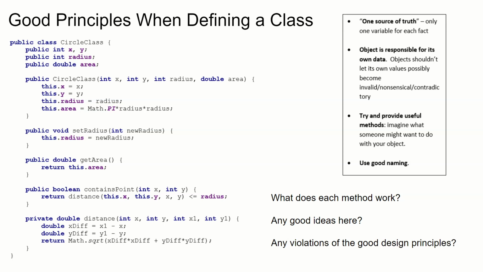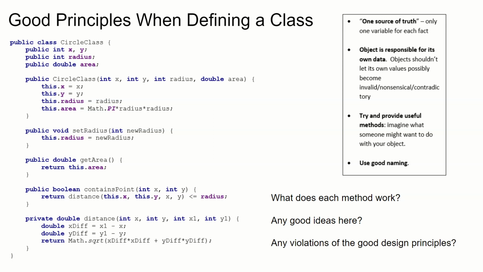When you're defining a class, you're trying to provide a reusable model of something useful. So in this example, we have a circle. Imagine what things people might want to do with a circle and try and provide methods that would let them do that. And then, use good naming is just always a good idea. So let's get into it.